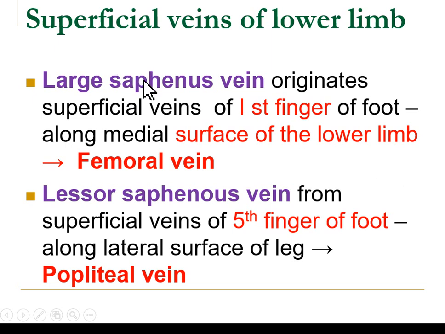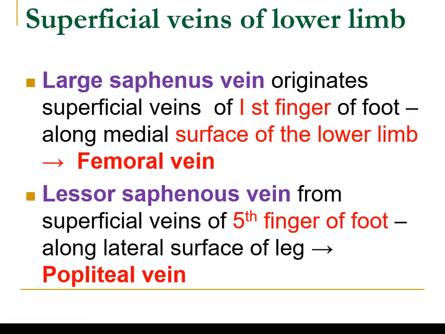Superficial veins of the lower limb. On the upper limb, we have cephalic and basilic veins. On the lower limb, we have two veins. Large saphenous vein originates from superficial veins of the first finger of the foot. It just lifts along the medial surface of the lower limb and flows into the femoral vein. So, vena saphena magna or large saphenous vein. Second vein is the lesser saphenous vein, vena saphena parva.